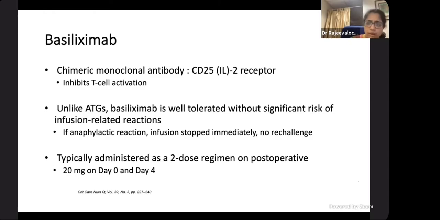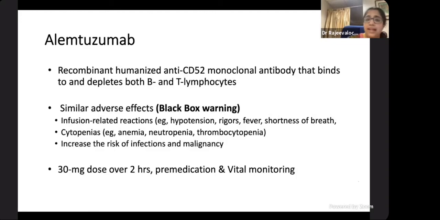Typically, and it's pretty much widely the same dose, we administer 2 doses, that is 20 milligram on day 0 and day 4. The other thing is Alemtuzumab, also called Campath-1H, which is a recombinant humanized anti-CD52 monoclonal antibody, which binds to and depletes both B and T lymphocytes. It has very similar adverse reactions to ATG, can cause infusion-related reactions, hypotension, rigors, fever, and shortness of breath. Cytopenias are pretty common. It does increase the risk of infections and malignancies. It is a single dose, which is a 30 milligram dose over 2 hours with good pre-medication as well as vital monitoring.